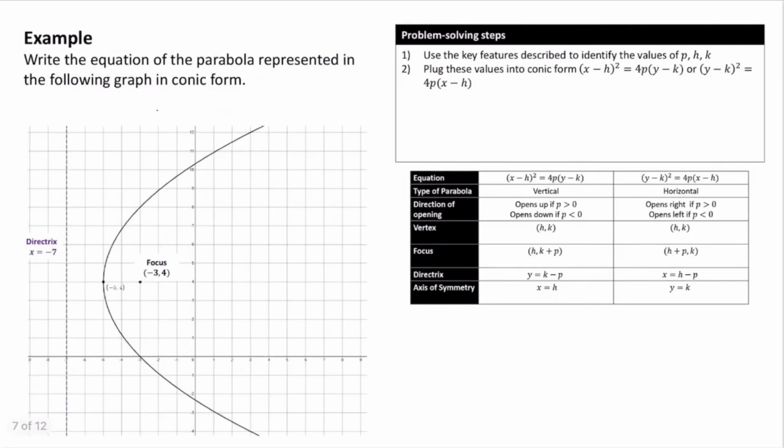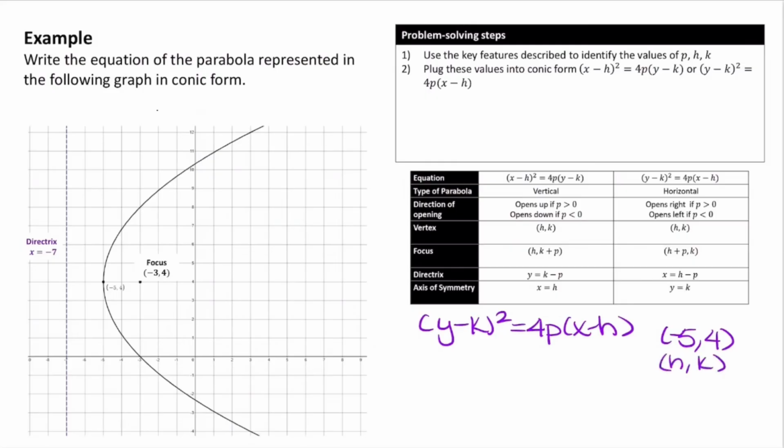So now let's write the equation of the parabola that's represented in this graph in conic form. Let's look at this parabola. It opens horizontally, so I'm going to use the form of the equation (y minus k) squared equals 4p times (x minus h). Let's look at the information that we have. We have the vertex. The vertex is at (-5, 4), and that tells me the values of h and k. Now we need to figure out the value of p. Remember, I can do the distance from the vertex to the directrix, which will give me p, or from the vertex to the focus.